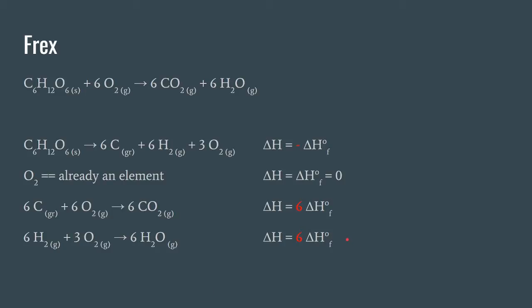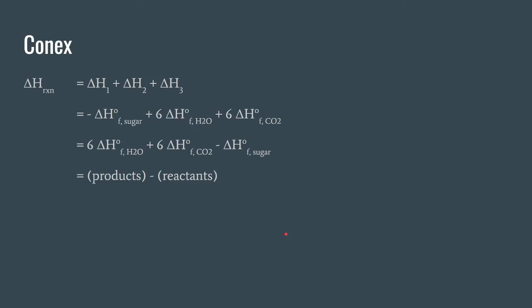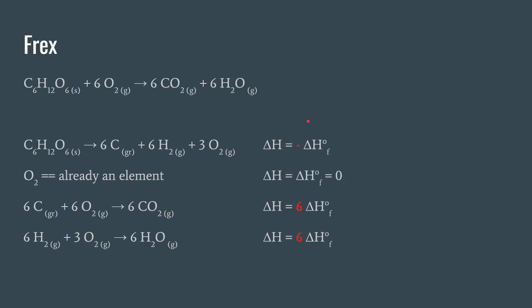And then we add all of those reactions together. Enthalpy of reaction 1 plus enthalpy 2 plus enthalpy 3. So negative the enthalpy of formation of sugar plus 6 times the enthalpy of formation of water plus 6 times the enthalpy of formation of CO2, because that's just exactly what we have here. 6 times CO2, 6 times water, negative sugar.